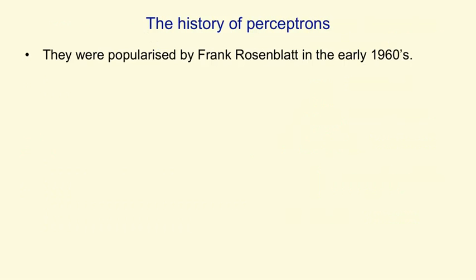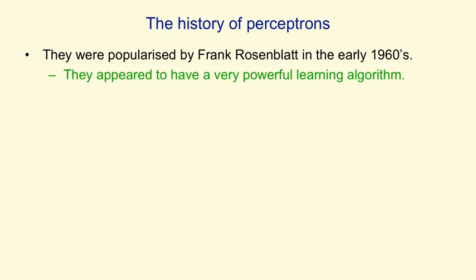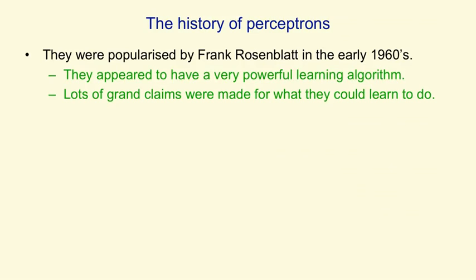Perceptrons have an interesting history. They were popularized in the early 1960s by Frank Rosenblatt. He wrote a great big book called Principles of Neurodynamics, in which he described many different kinds of perceptrons, and that book was full of ideas. The most important thing in the book was a very powerful learning algorithm, or something that appeared to be a very powerful learning algorithm. A lot of grand claims were made for what perceptrons could do using this learning algorithm.